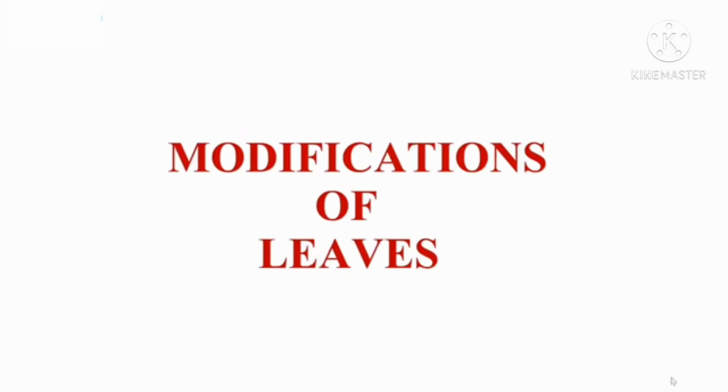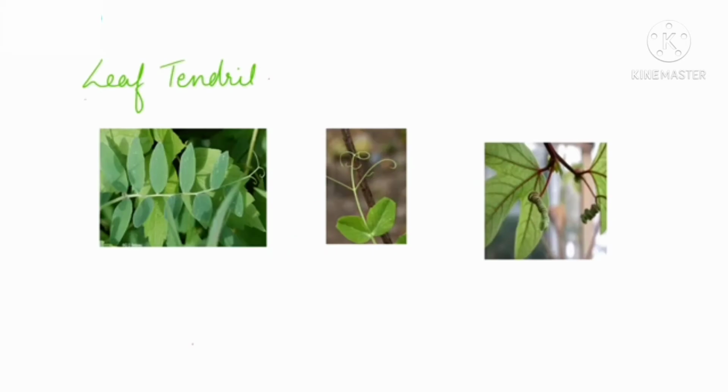Along with the important vital function of leaf, that is photosynthesis, leaves of certain plants get modified to perform some additional functions to cope with the needs of the environment. It is of different types. Do you have any idea about these types of leaves?